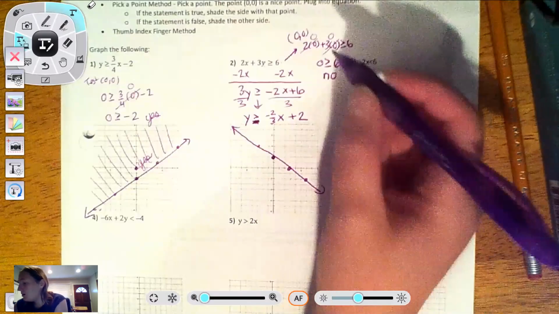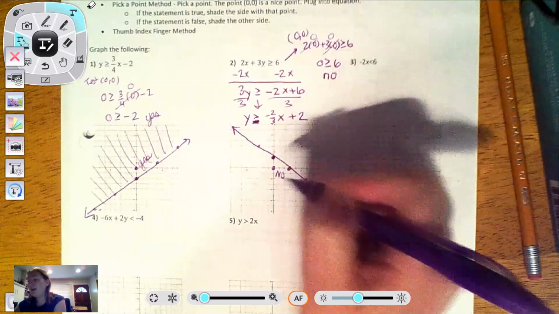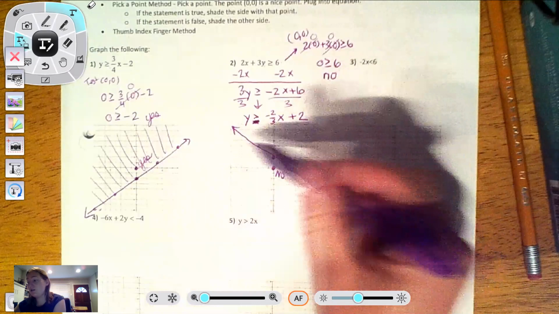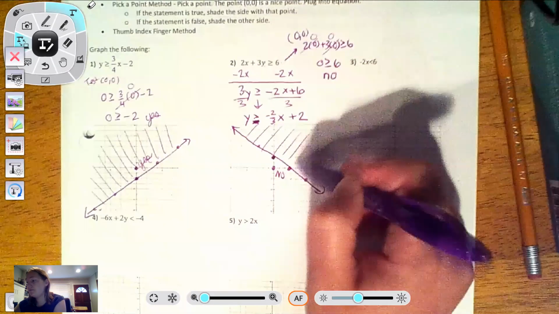So this 0, 0 test point was not a solution. So I cannot shade that side because that's not a solution. So I'm going to shade this side.